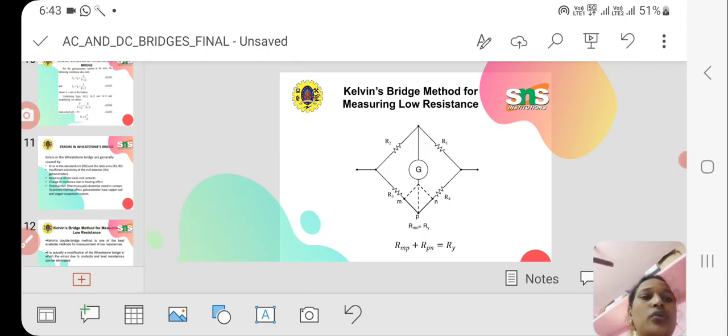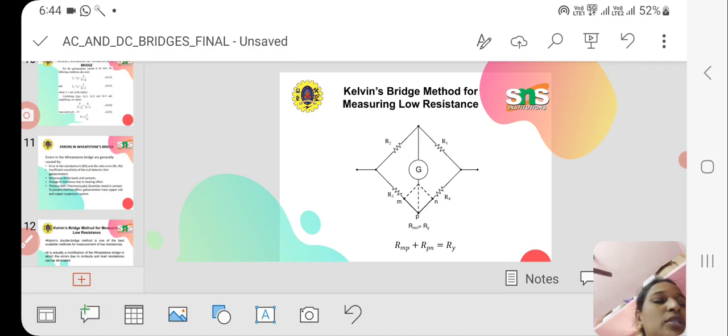The circuit shows the basic form of Kelvin's bridge, wherein the circuit is very similar to a Wheatstone bridge. It consists of 4 arms of resistance R1, R2, R3 and R4. A galvanometer is connected at the unknown nodes. Here, one end of the galvanometer is connected to a point P.